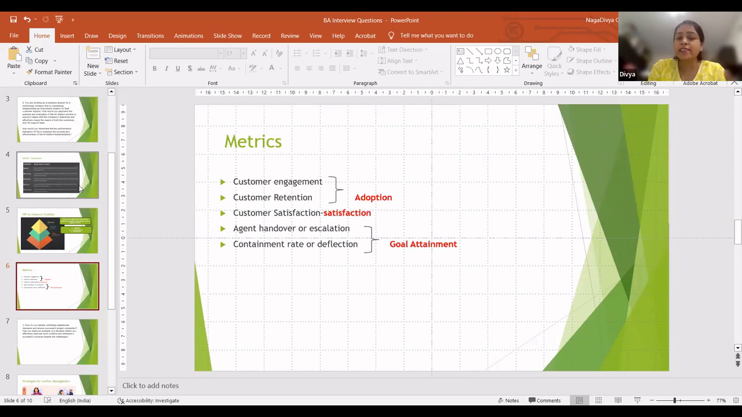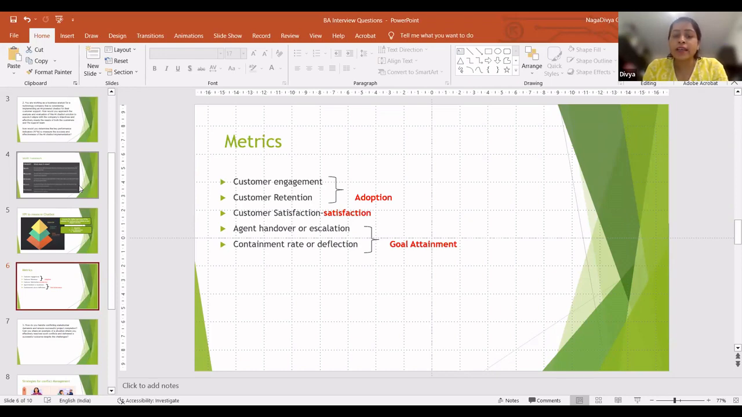And the next is agent handover or escalation. First the customers use the automatic chatbot route, and they are not able to solve their problem through the chatbot, and they ask for manual help, and that is escalated to the call center. So how many such calls have been addressed over a period of time.